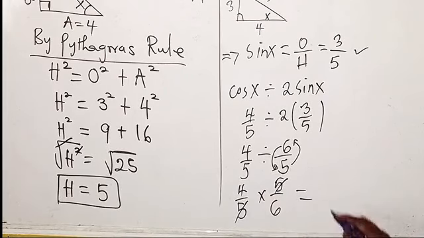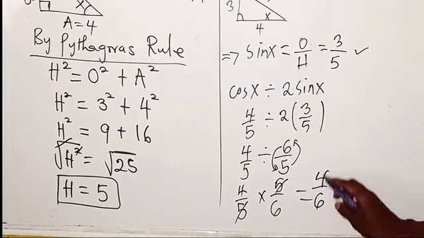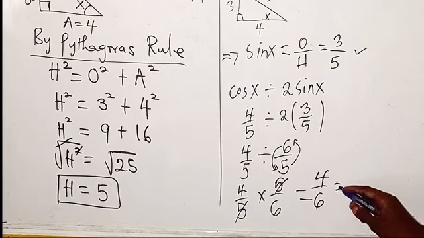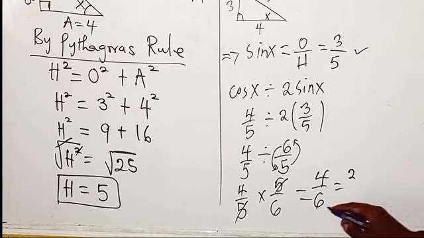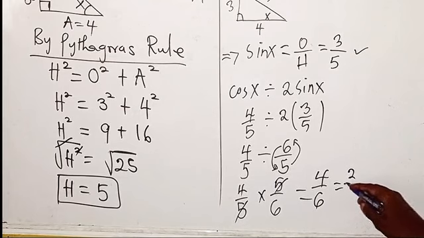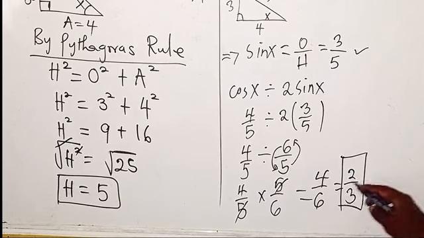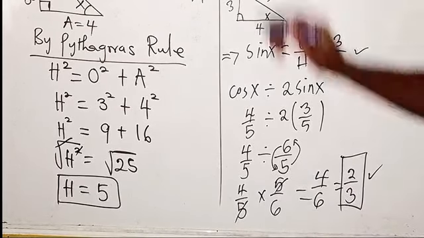4 divided by 6. Then if you try to divide 4 divided by 6 further, 4 divided by 2 here, we have 2. 6 divided by 2, we are going to have 3. So therefore we have 2 over 3 to be the solution to this.